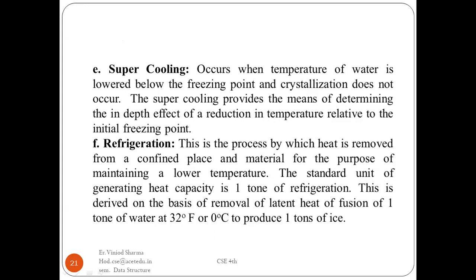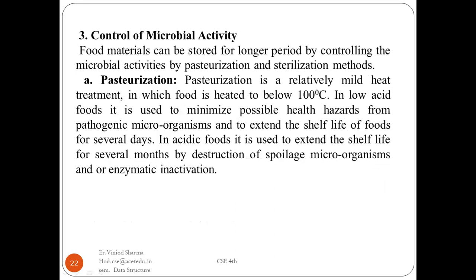Next is control of microbial activities. So how to control microbial activities in food, so that food material can be stored for a longer period? If we want to store food material for a longer period, we have to control its microbial activities. This can be done by pasteurization or by the sterilization method. So first is the pasteurization method.